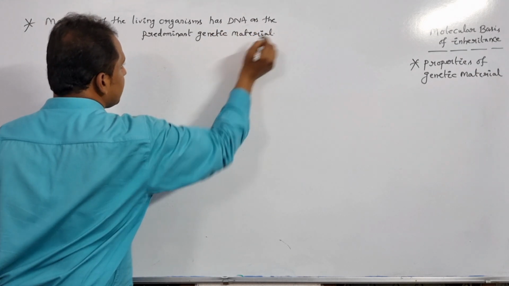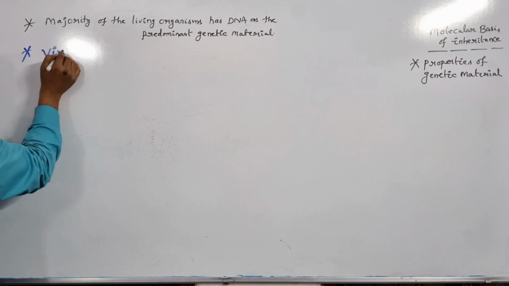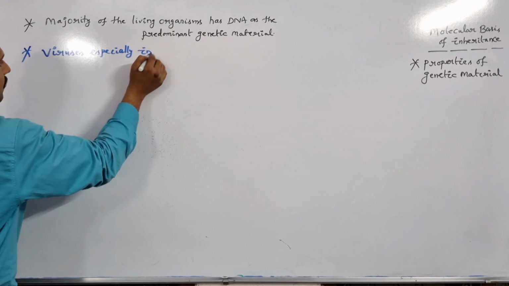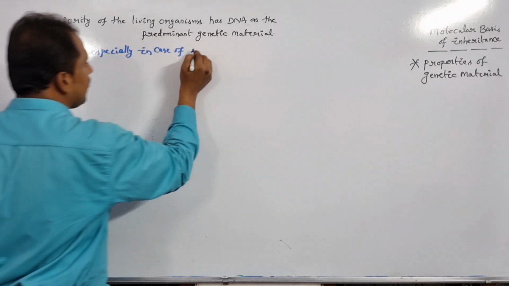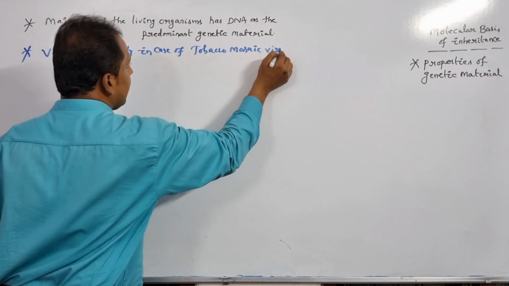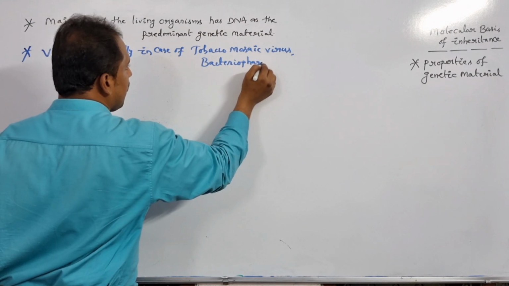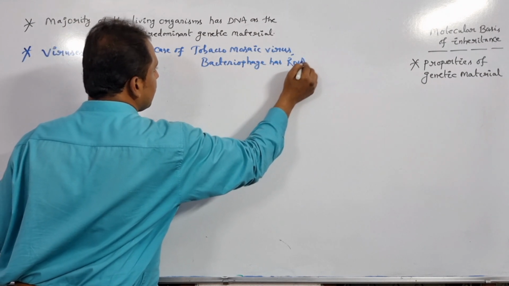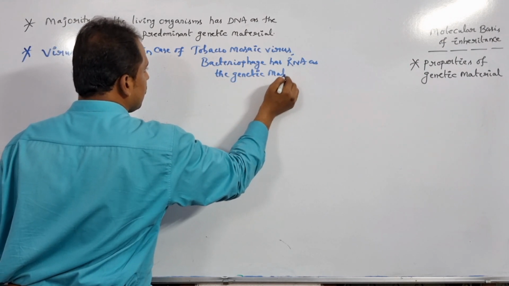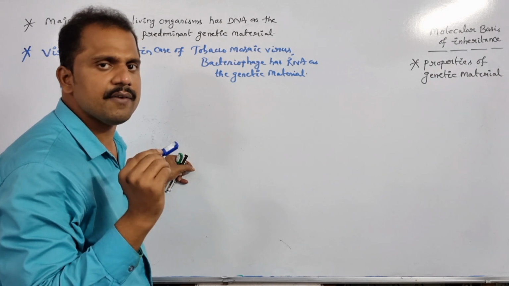But in the case of viruses, especially tobacco mosaic virus and bacteriophage, RNA is the genetic material. Viruses, especially tobacco mosaic virus and even bacteriophage, have RNA as the genetic material. Is it clear?